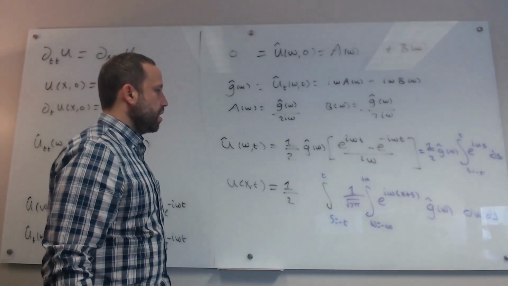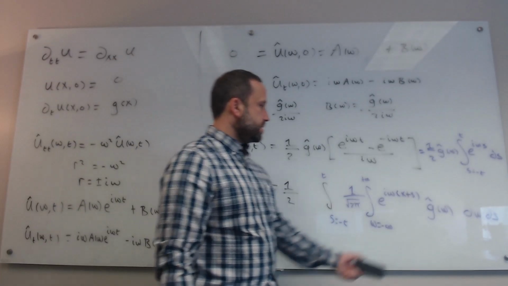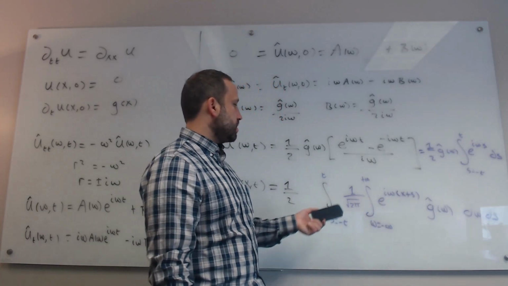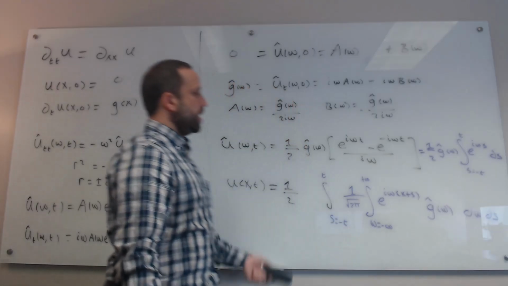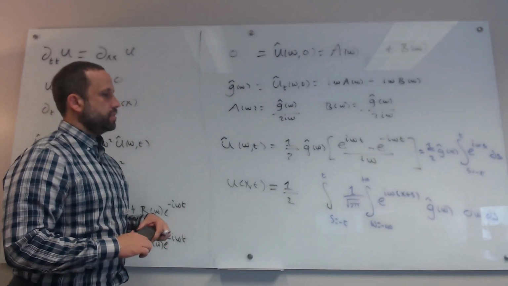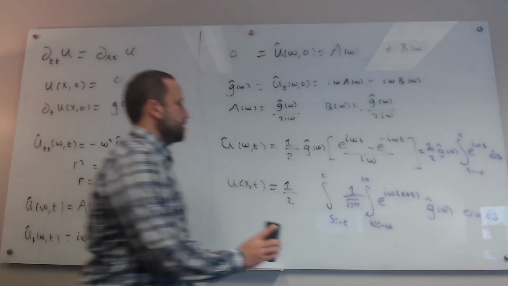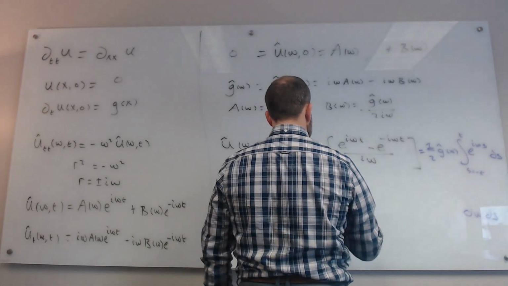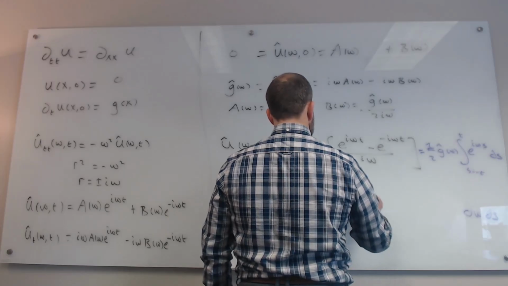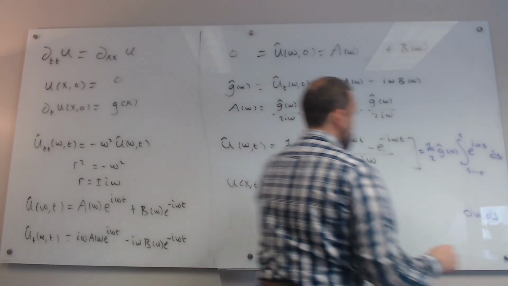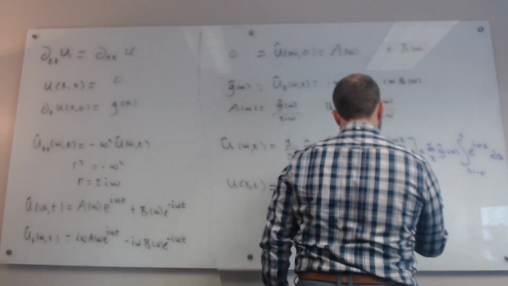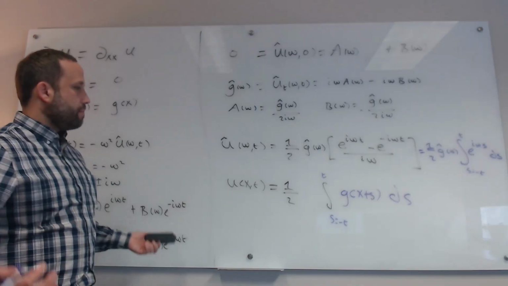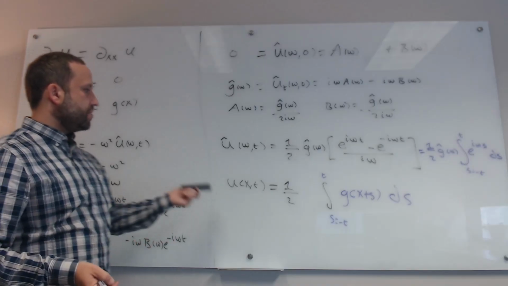Well, what do I have here? If I look at the inside integral, this is the inverse Fourier transform of g hat evaluated at x plus s. So in other words, this inner integral here is just equal to g of x plus s. And so now I can write that. So this whole integral here is g of x plus s ds with the 1/2.